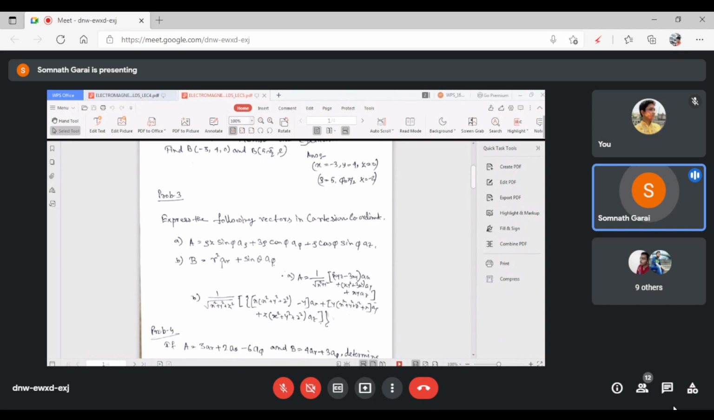You have to write down the component matrix of Cartesian coordinate and spherical coordinate for problem 3B, and you have to write the matrix format of cylindrical coordinate and Cartesian coordinate for problem number A. Just you copy this for the question of problem number 3.